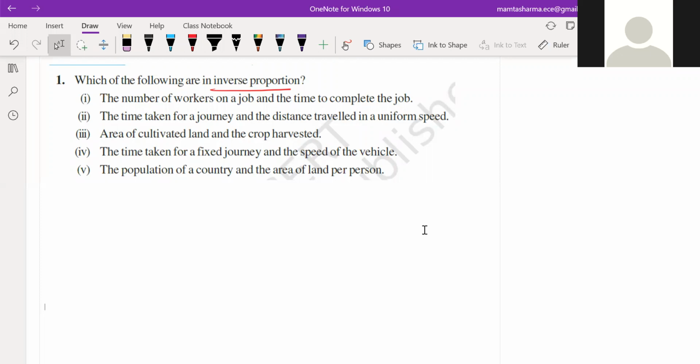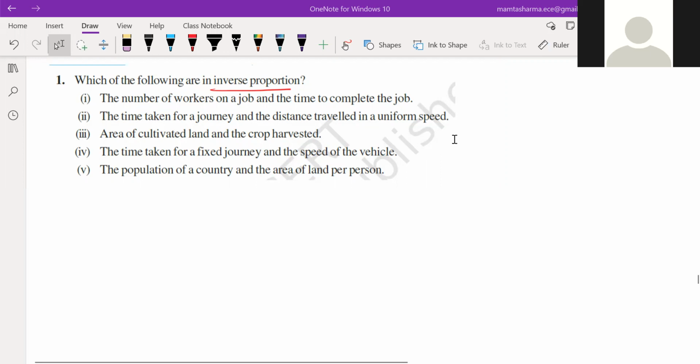Ma'am, inverse. How? Ma'am, because if we employ more workers, there will be less time. Yes. You would have seen in construction, if there are more workers, there will be less time taken to complete the building. Okay. Ananya, read out the second one.